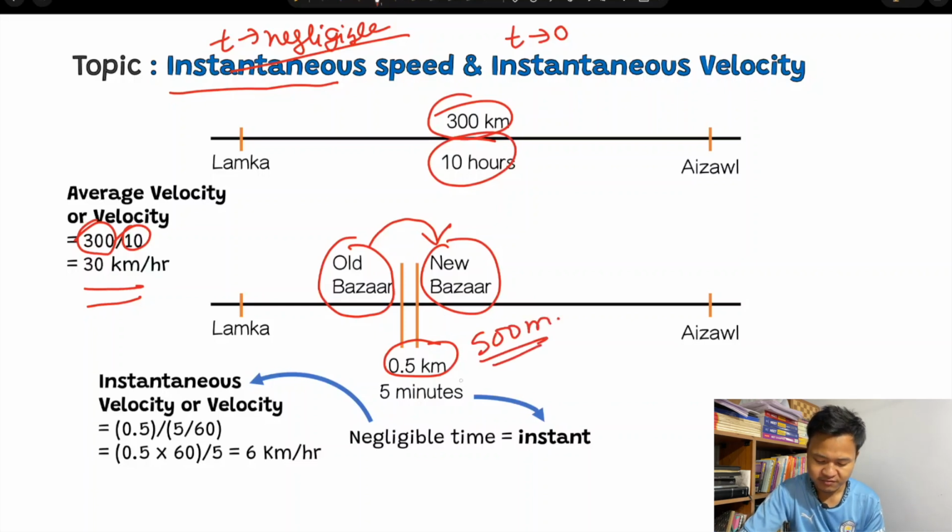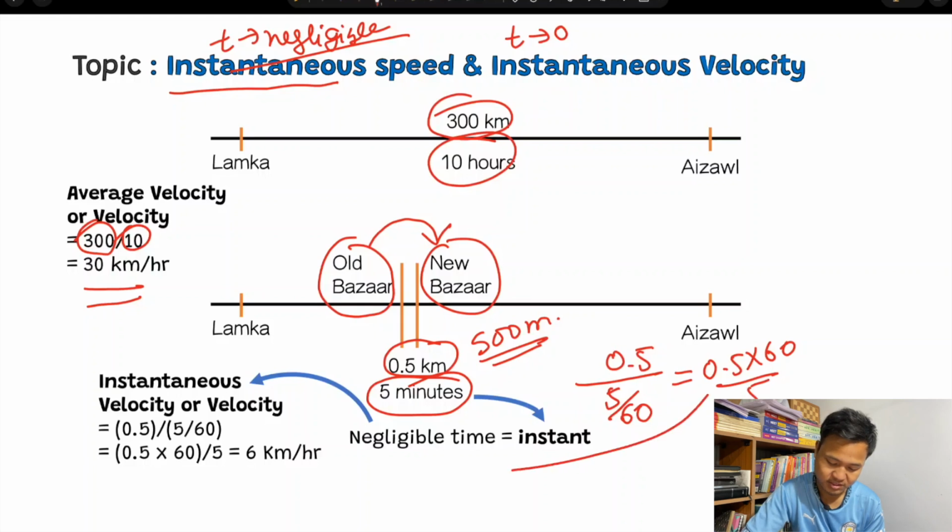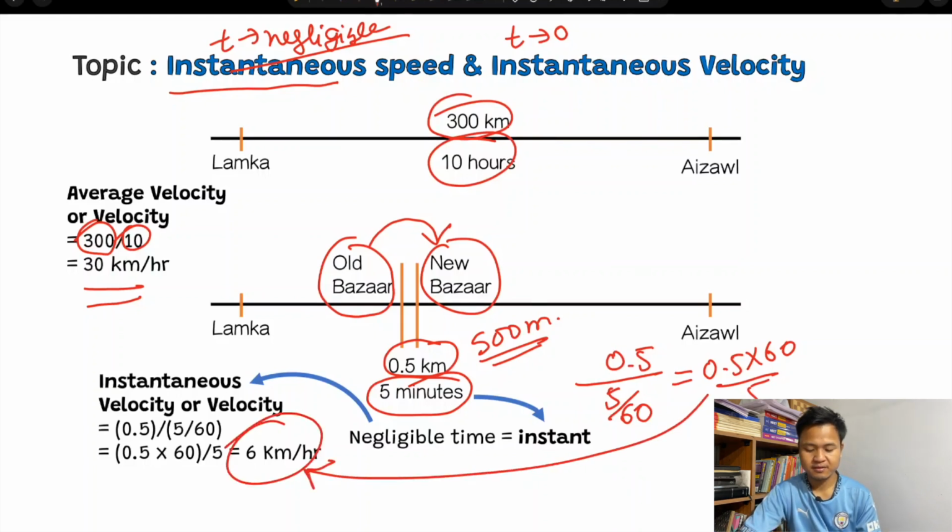Let's say we take 5 minutes. Then the average velocity is 0.5 divided by 5 minutes, in terms of hours 5 by 60. So 0.5 into 60 divided by 5. How much is this? 6 kilometers per hour. So this is the average velocity when the time becomes negligible. That is what we call instantaneous. Instantaneous speed is also known simply as speed.